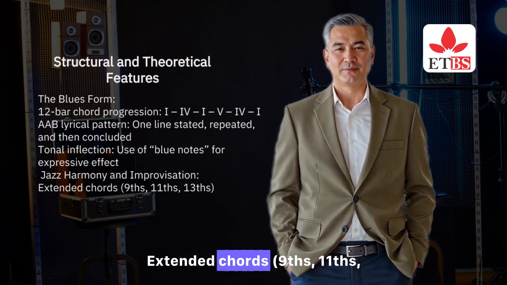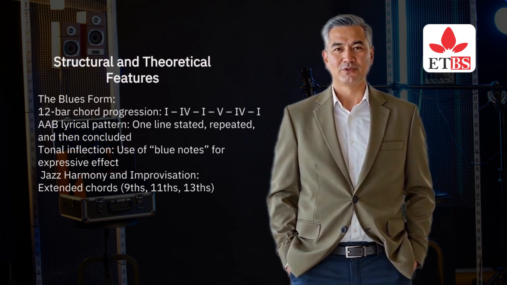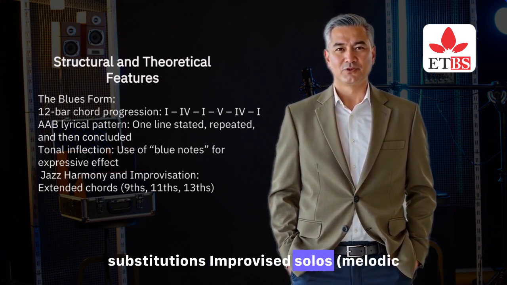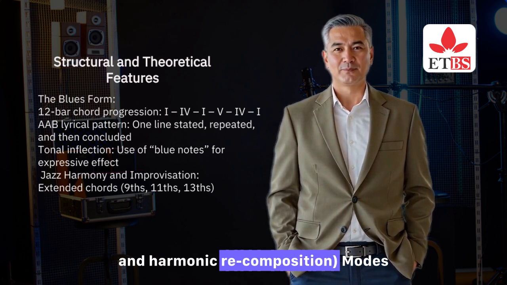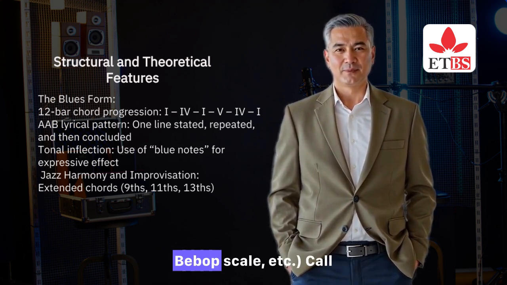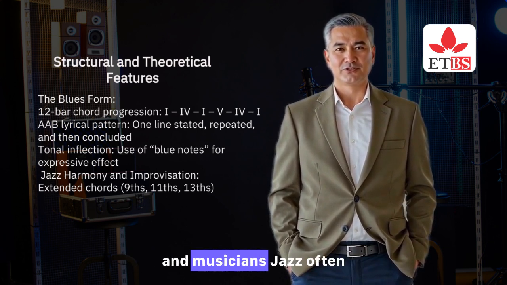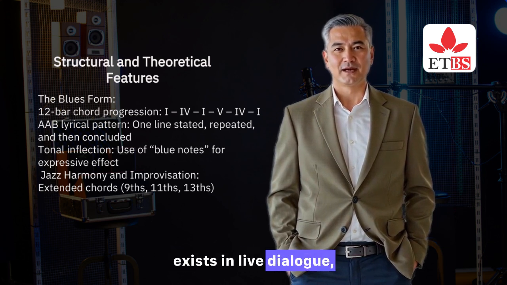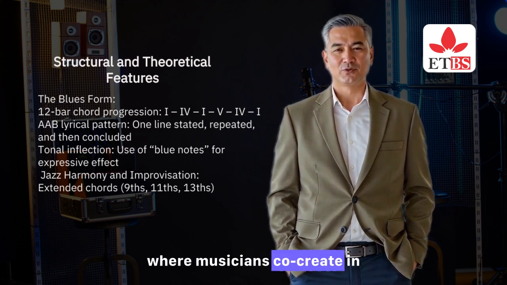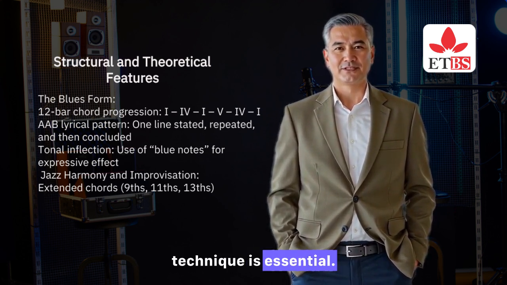Jazz harmony and improvisation: extended chords, 9ths, 11ths, 13ths, modulations and chord substitutions. Improvised solos, melodic and harmonic recomposition, modes and scales, Mixolydian, Dorian, bebop scale, etc. Call and response between instruments and musicians. Jazz often exists in live dialogue, where musicians co-create in real time. Mastery of chord charts, modal theory, and instrumental technique is essential.